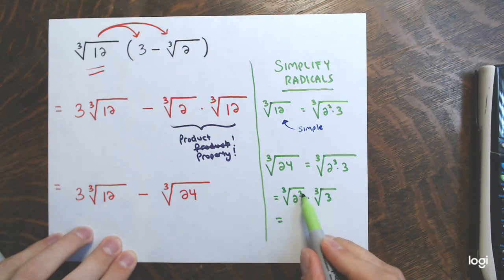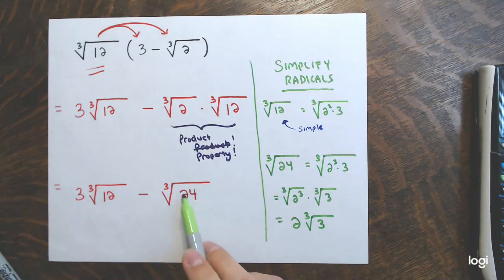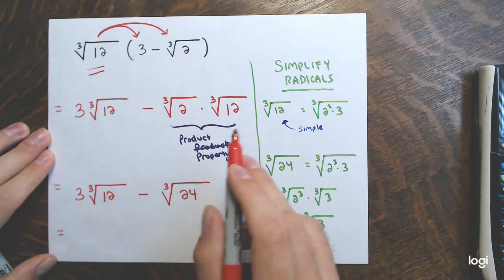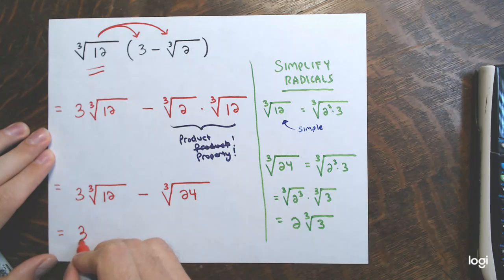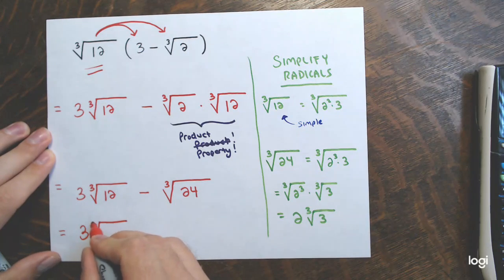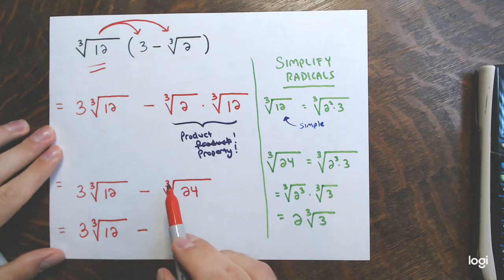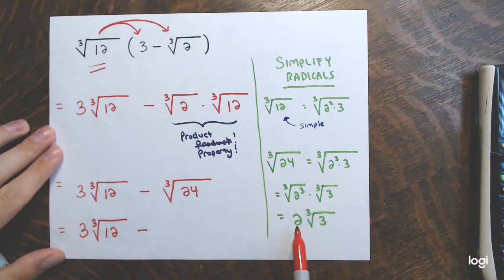And what is the cube root of 8, or the cube root of 2 cubed? That's just 2 times the cube root of 3. So I can actually simplify this second term a little more. The first term, we couldn't do anything. The cube root of 12 is already as simple as it gets. So that first term is still 3 times the cube root of 12. It's the second one that I'm going to change. The cube root of 24 can be rewritten as 2 times the cube root of 3.